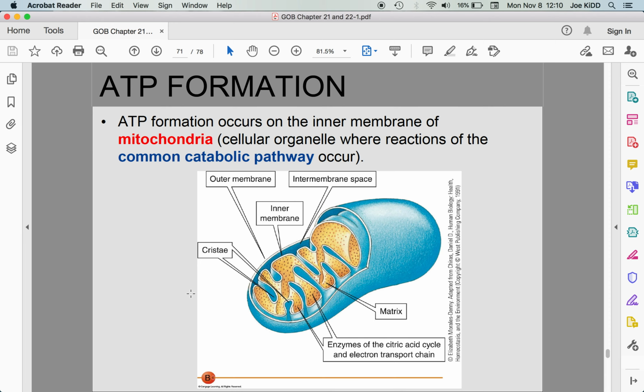So how does this occur? ATP formation occurs in the inner membrane of the mitochondria. We're not going to go into too much detail here in terms of cell structures and everything like that. But remember that when we have a human cell and things like that, they're going to start getting a little more complex than a single-celled organism.